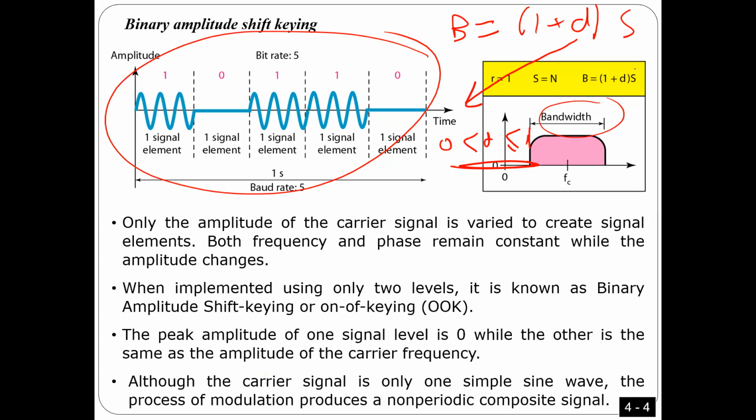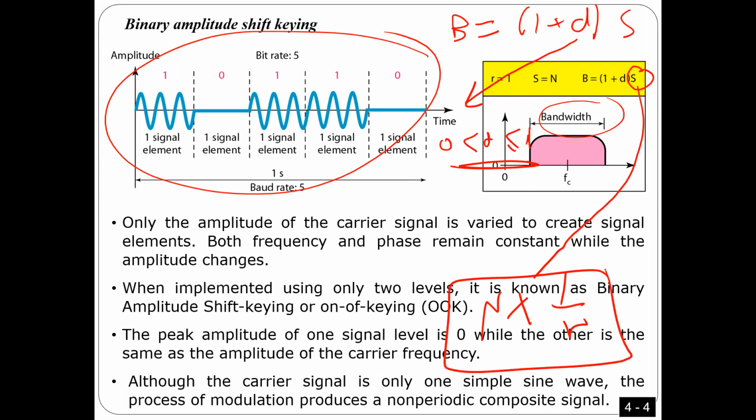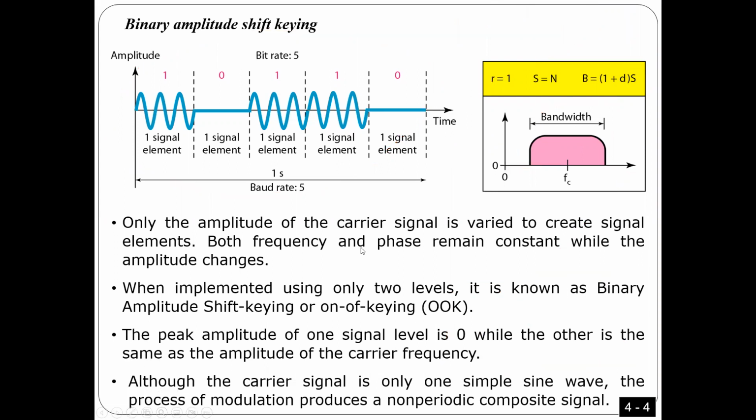And S here is actually N times 1 over R. Okay, S is the signal rate. Maybe this part is a little bit confusing to you, because we have here 3 units that are very close to each other. Bit rate, bits per second. The baud rate, how many signal elements per second? Okay, and also number 3, hertz. So you have three units that are very close to each other.